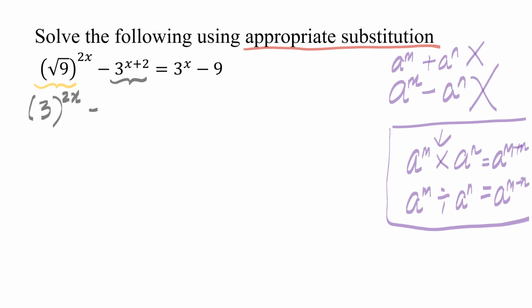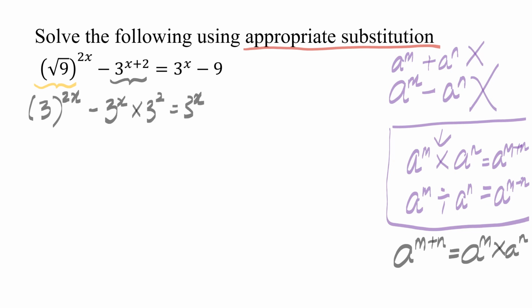And then this guy here. If you have a to the power of m plus n, you can separate them into a to the power of m times a to the power of n. So I can separate it into 3 to the power of x times 3 to the power of 2. It is not necessary to express 9 as 3 squared, because what we're going to substitute later on is 3 to the power of x, using another alphabet to represent it.